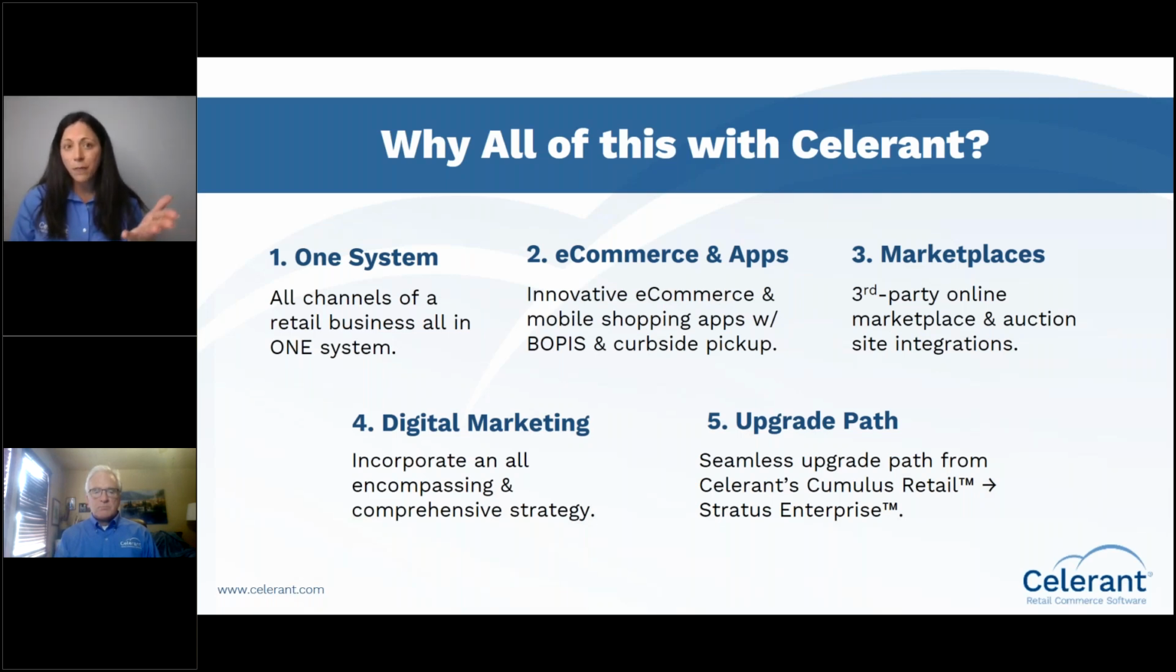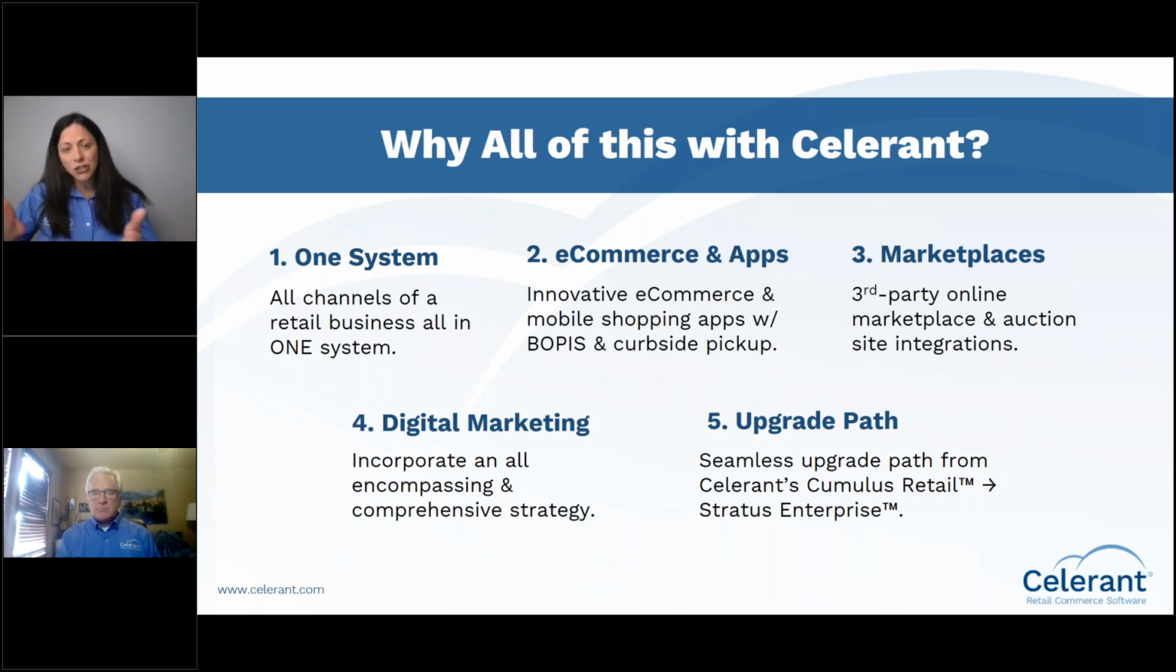And then the 5th part, which we really didn't talk much about here, is that upgrade path. So we talked a lot about Cumulus. Scott showed Cumulus, but Cumulus is our lighter solution. We also have a more enterprise solution called Stratus Enterprise. Both systems are for the SMB space, but retailers can start small with Cumulus, and as your business grows, we can support that growth. We're going to actually even help facilitate that growth.